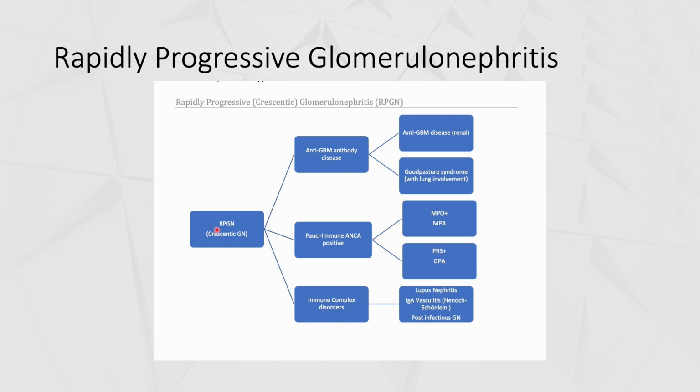Or this RPGN can be immune complex mediated. So on the immunofluorescence, you have immune deposits. Lupus nephritis can give you RPGN, IgA vasculitis, like when you have Henoch-Schönlein purpura, or post-infectious GN can be acute or can be rapidly progressive, a little bit subacute. So these are the three big categories of rapidly progressive glomerulonephritis.